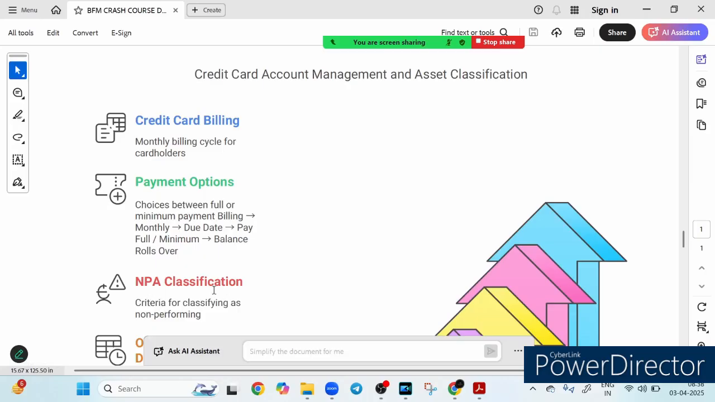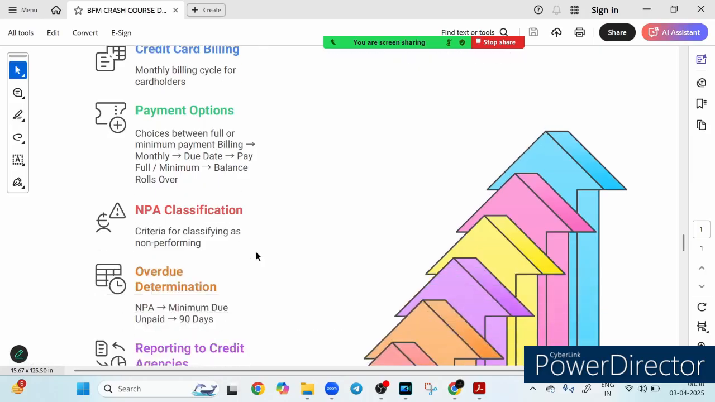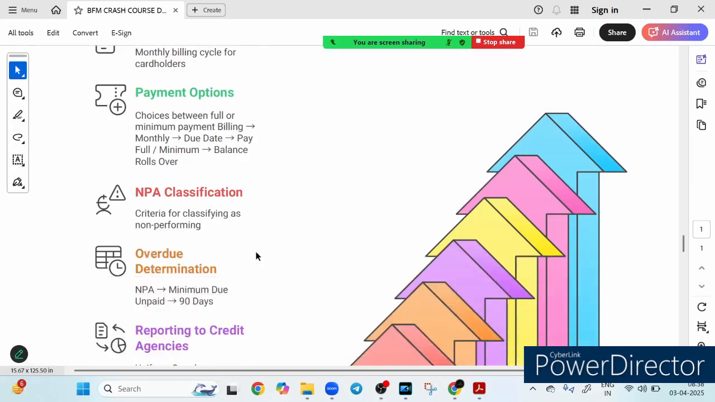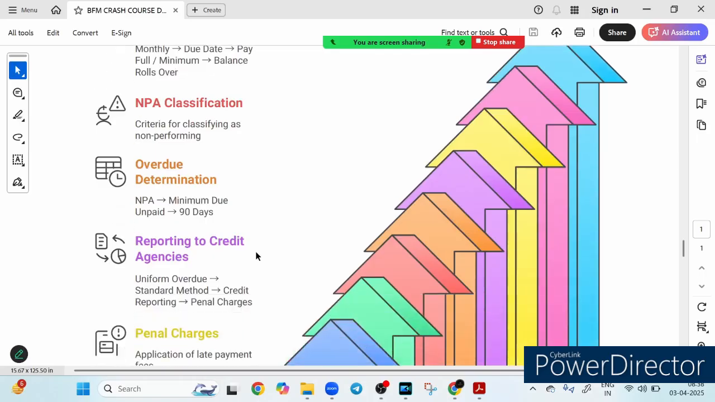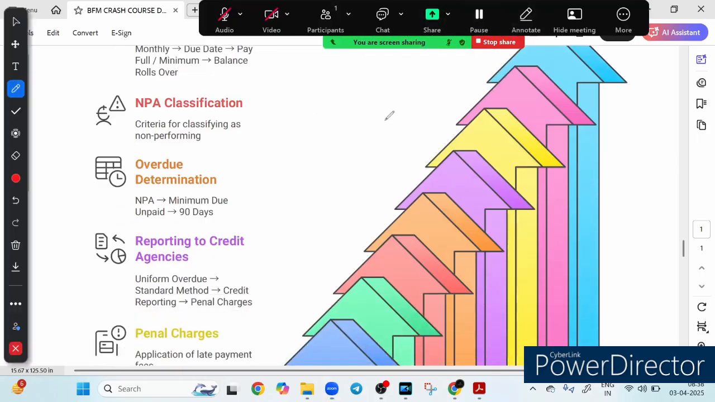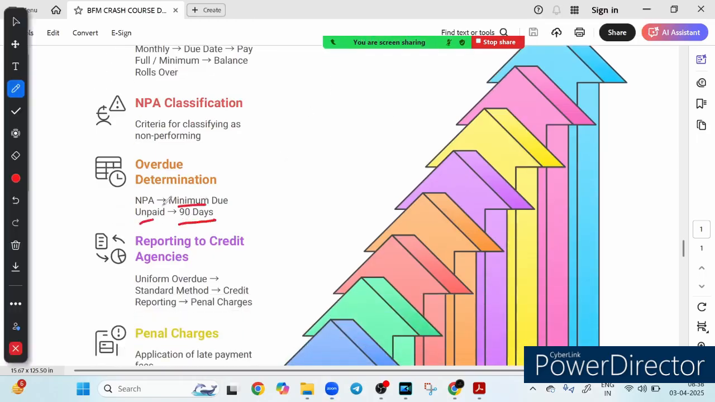Now if you look at the NPA classification, credit card accounts are classified as NPA if the minimum due amount remains unpaid for 90 days. So remember, if the minimum amount due is not paid for 90 days, then it will be classified immediately as NPA, right? So if you are unable to pay for 3 months, your account can be flagged as NPA, which negatively impacts your credit score and future loan eligibility. Remember, obviously, if it is NPA, your credit score will deteriorate, and obviously your future loan eligibility will also be hampered.